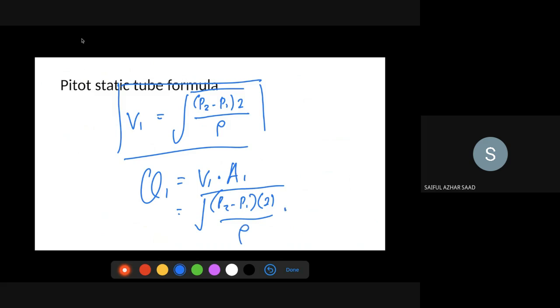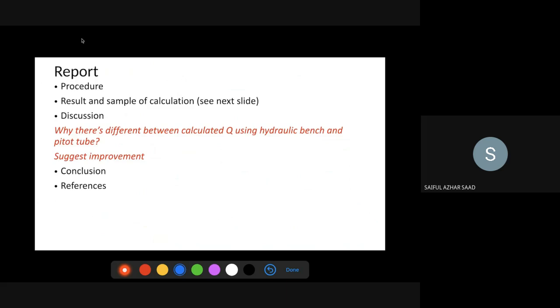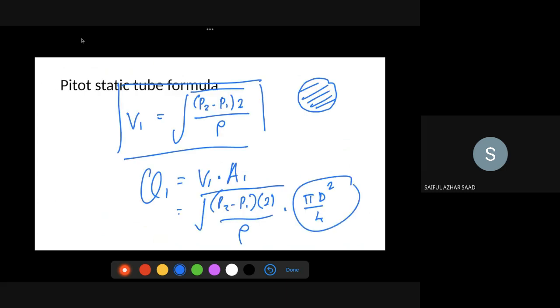The area of the pipe usually should look like a cylinder, right? So pi d squared over 4. So usually the pipes look like this. So it's a circle. Therefore I use this formula, pi multiplied by d squared over 4. Then I will get the flow rate.